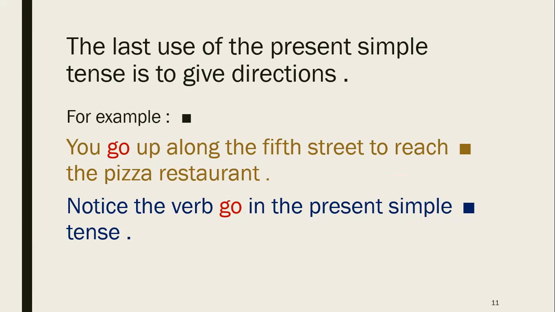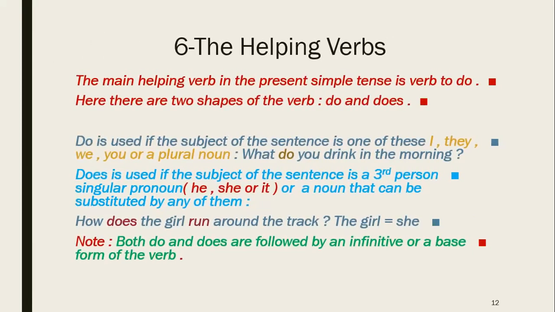So we use the present simple to give directions. So we have 5 main uses for the present simple. Still, we have some ideas to be discussed about the present simple. We have the helping verbs. What about the helping verbs? We have one main helping verb here for the present simple, that is verb to do.